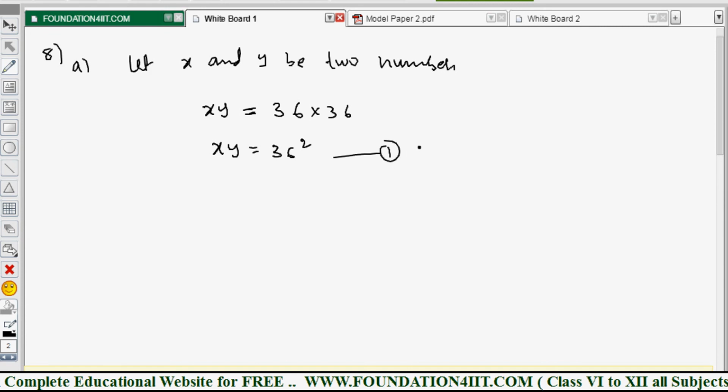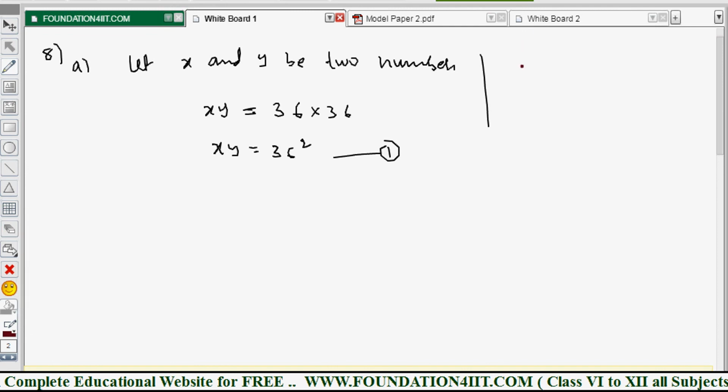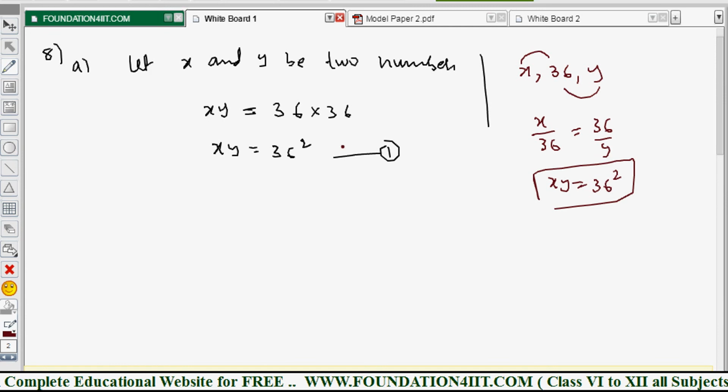Whenever three are in mean proportion, the middle one squared is the product of the other two. If you want more clarity, let us take the mean proportional statement: x comma 36 comma y. That means x by 36 is equal to 36 by y. So x into y is equal to 36 square. The statement only I applied. Next, the third proportional to them is 288.